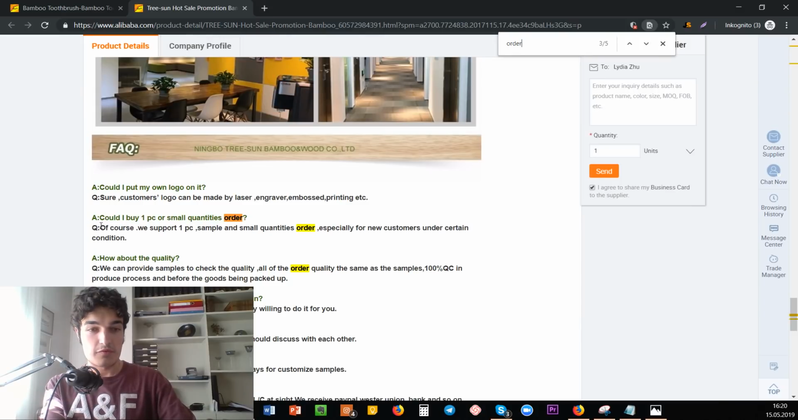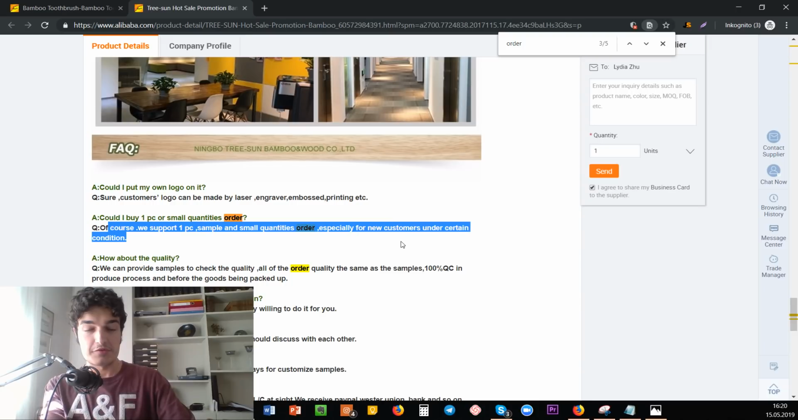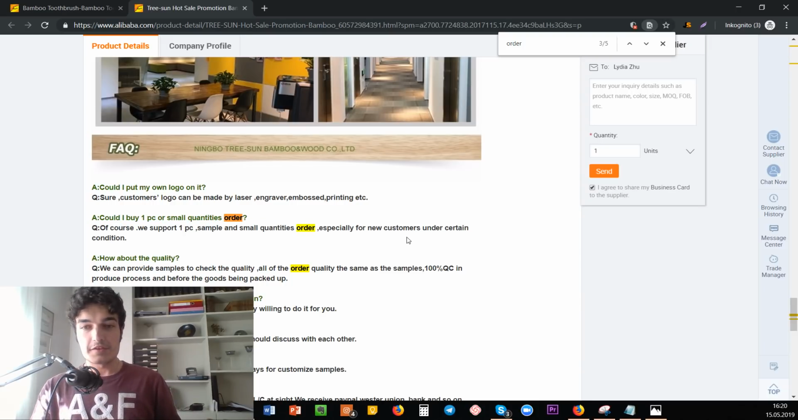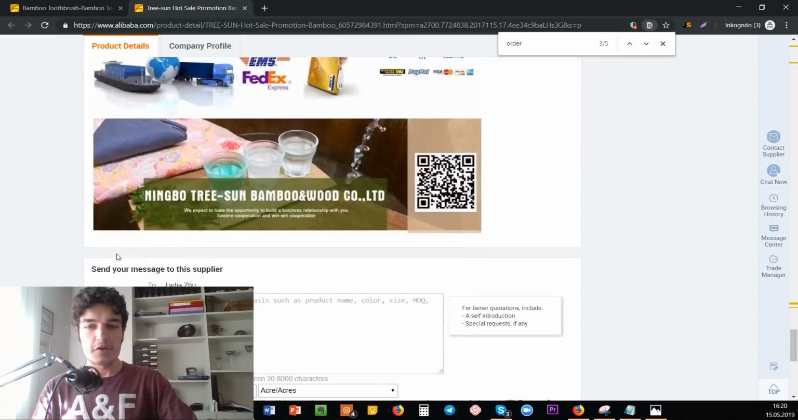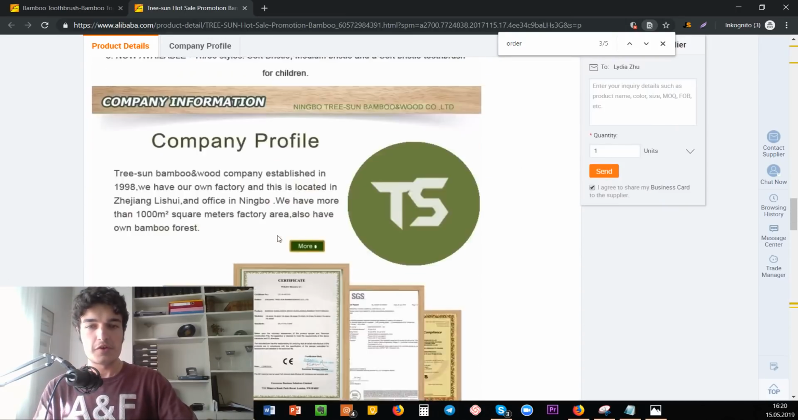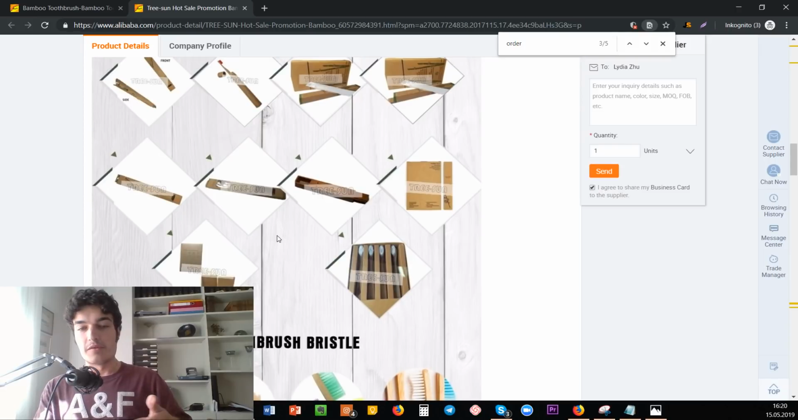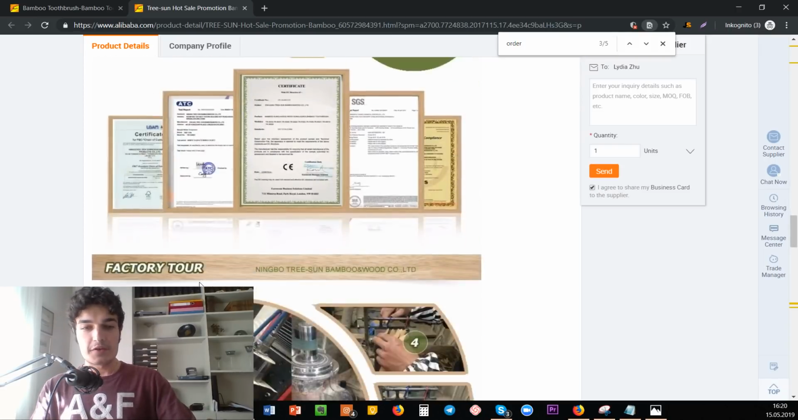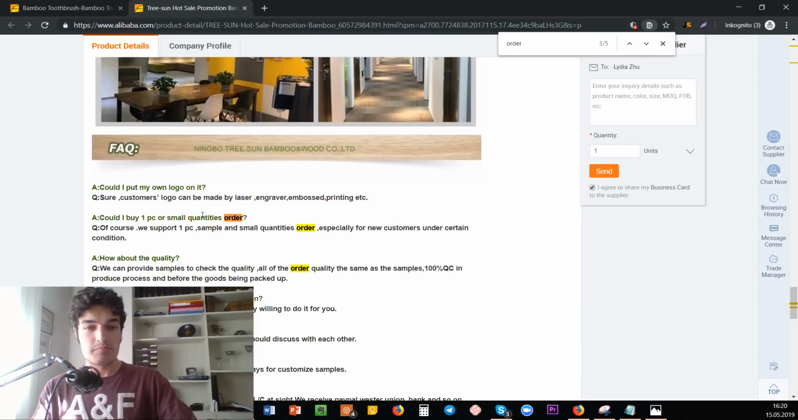Can I buy one piece? Of course, we support one piece sample and small quantities order, especially for new customers under a certain condition. So that's the first thing that you should always try out. You should search the page, and since they're very long, you probably don't want to read everything. So look for things like order, minimum, quantity, and MOQ. And in this case, for example, we can dropship, but as it says here, they do small quantities as well as one piece as a sample order.